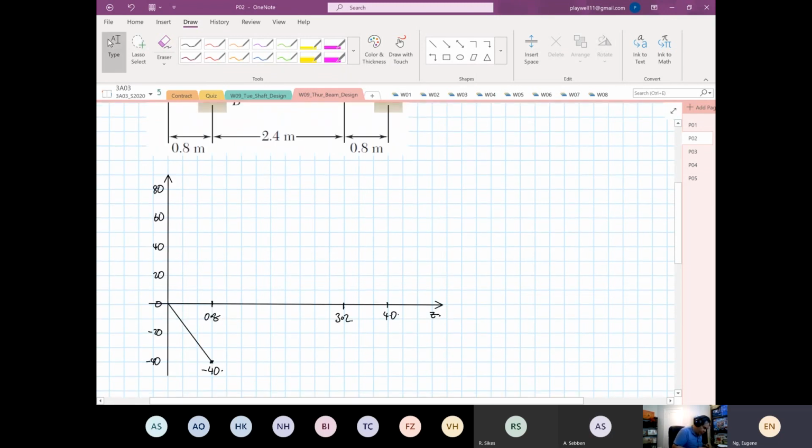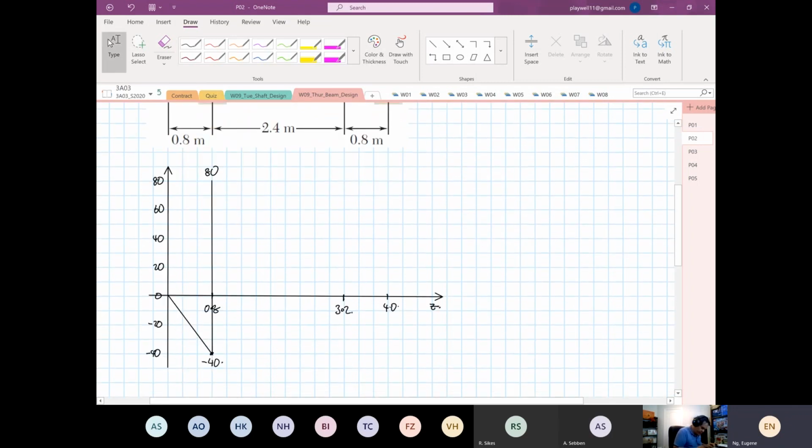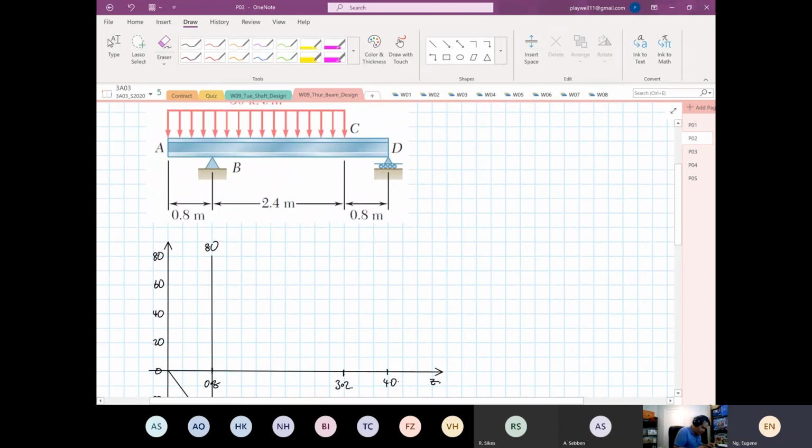And then at point B, we are going to go up by 120. So from minus 40, it's going to go up by 120, so it's going to reach 80, right? Then the distributed load will end here at 0.8.